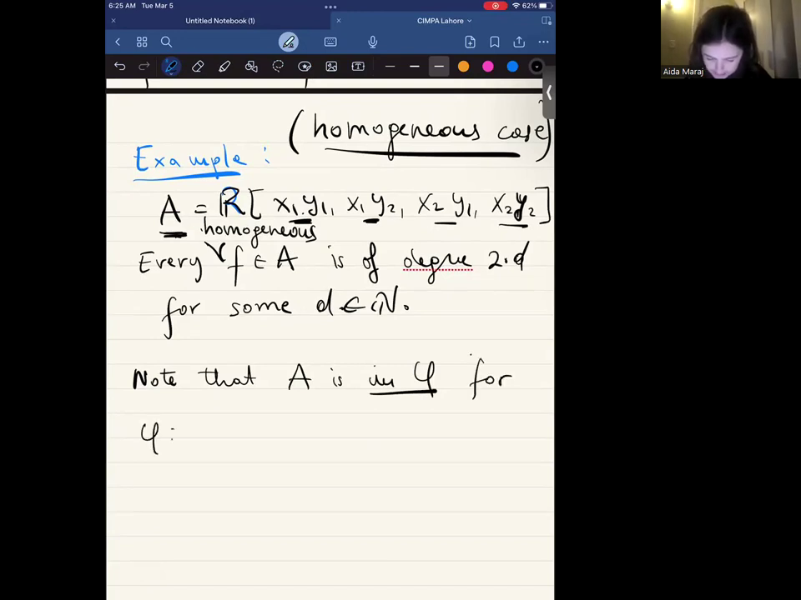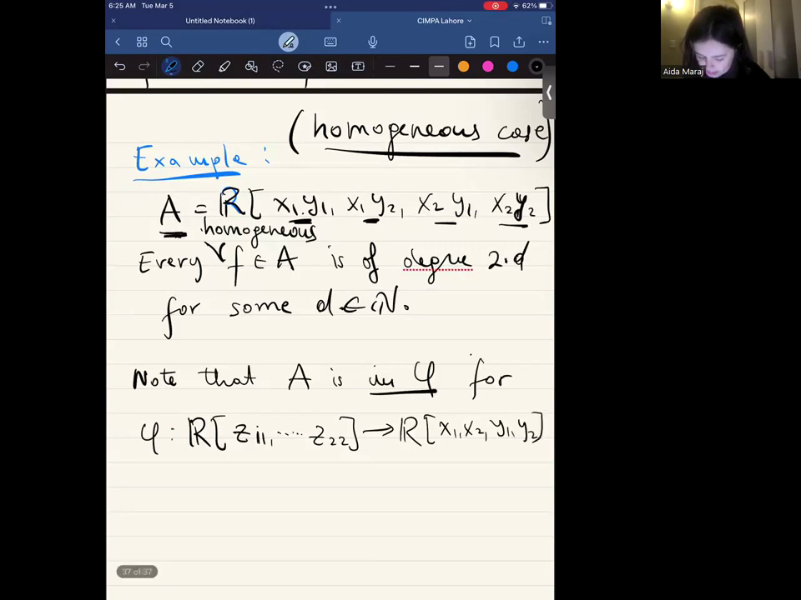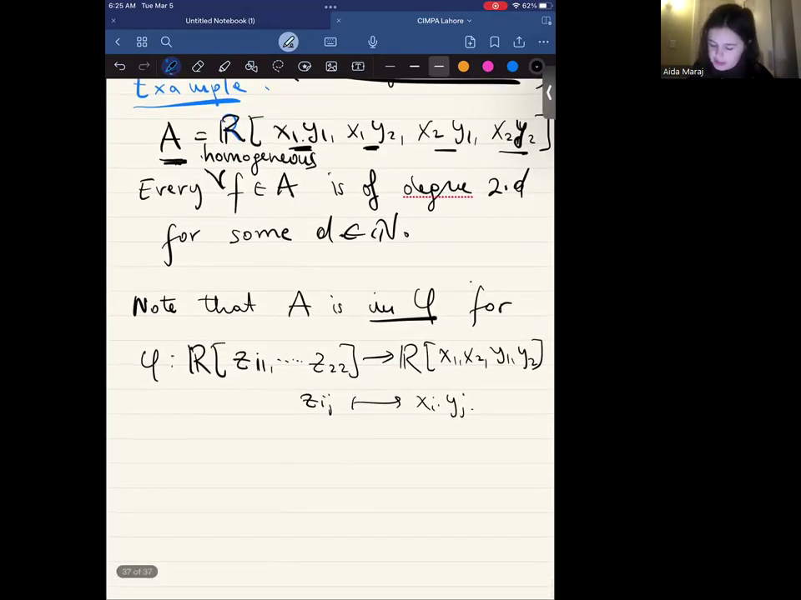So now note that this A is exactly the image of phi, for phi being the map that sends R of z11, z12, z21, z22 to R of x1, x2, y1, y2, such that zij goes to xi times yj. So this has to do with that example of the 2 by 2 minors, where the kernel of phi is z11 z22 minus z12 z21.